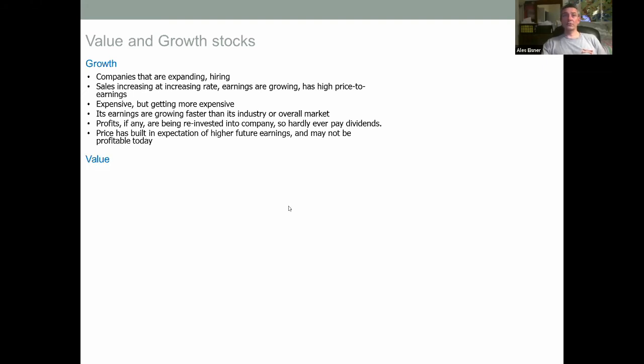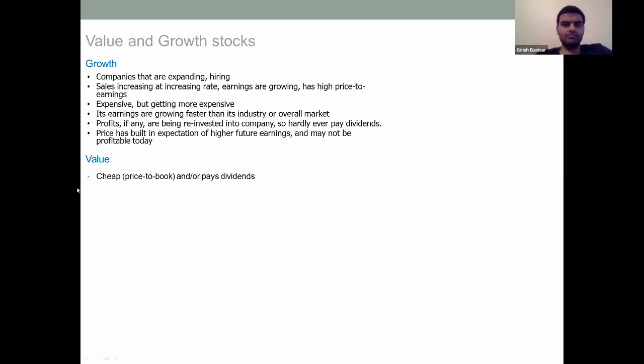Value is sort of the opposite. You can make a case for it being cheap using the price to book, or under the intrinsic value. Intrinsic value being sort of the summation of the assets minus liabilities plus future cash flows plus dividends and so on. That's its intrinsic value. So if the current stock price is underneath that intrinsic value, it'll have a low price to book.